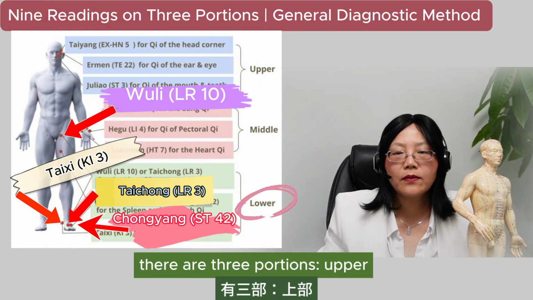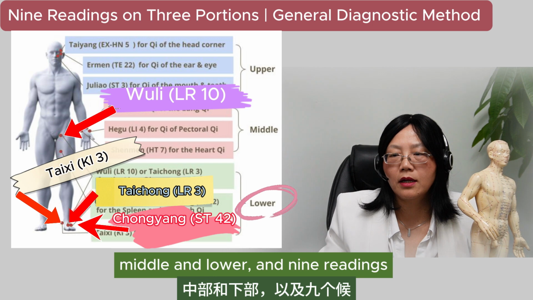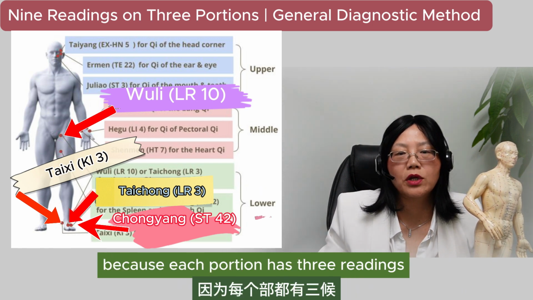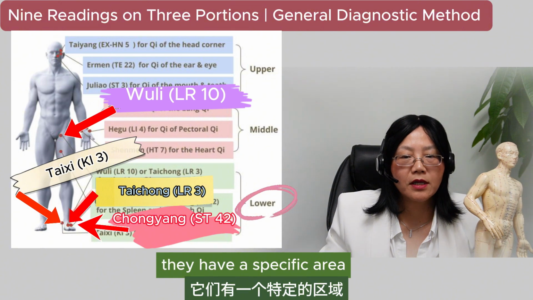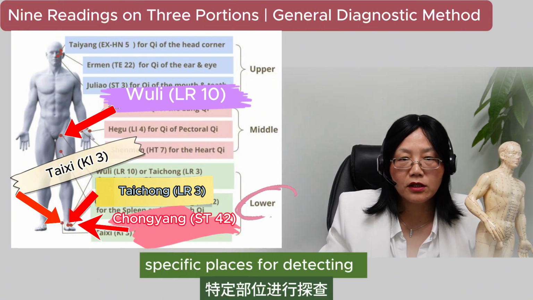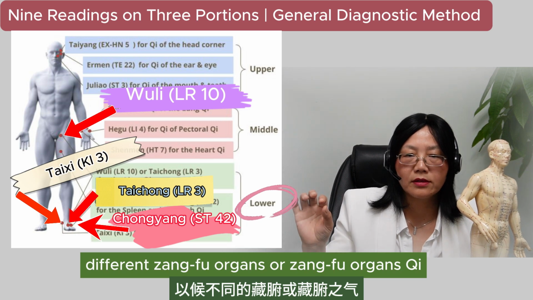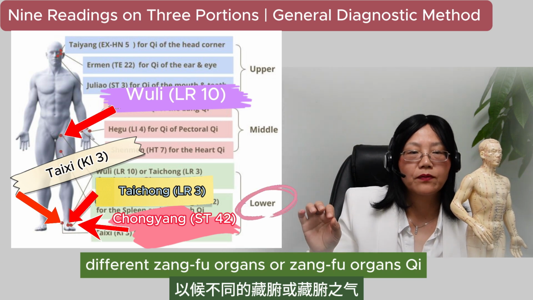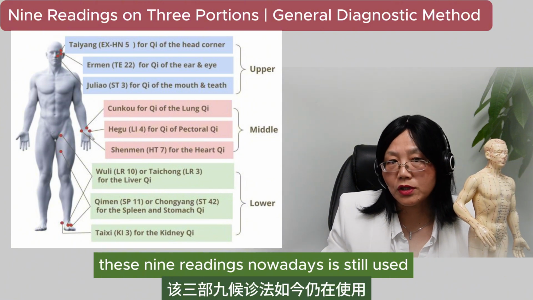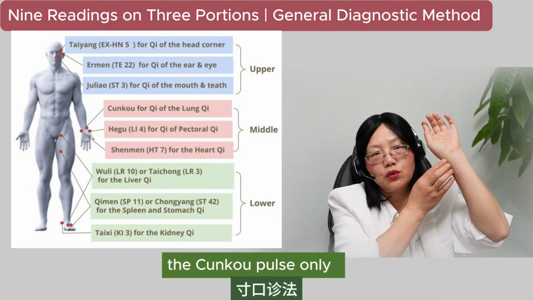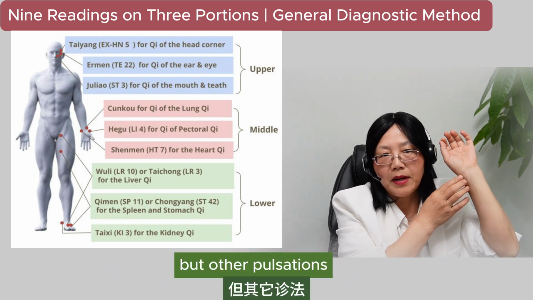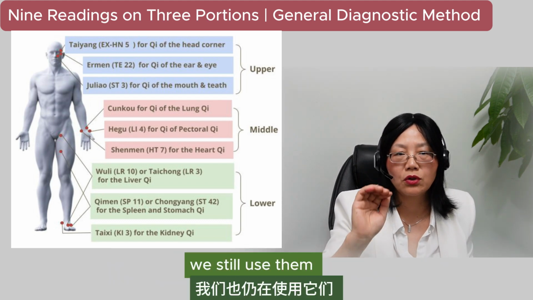There are 3 portions, upper, middle, and lower, and 9 readings, because each portion has 3 readings. They have specific places for detecting different zang-fu organs' qi. These 9 readings are nowadays still used. It's not like we only use the Cunkou pulse. Cunkou pulse we use very frequently, but all the pulsations we still use them.